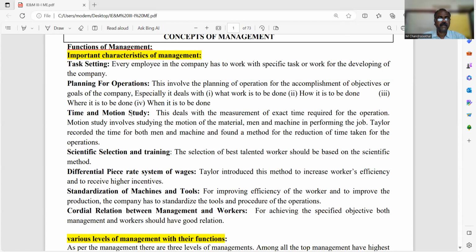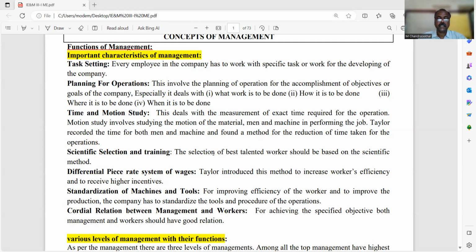Next, third one, time and motion study. This deals with the measurement of exact time required for the operation of the work or job. Motion study involves studying the motion of the material, man, and machine in performing the particular job. Taylor recorded the time for both man and machine and found a method for the reduction of time taken for the operations.